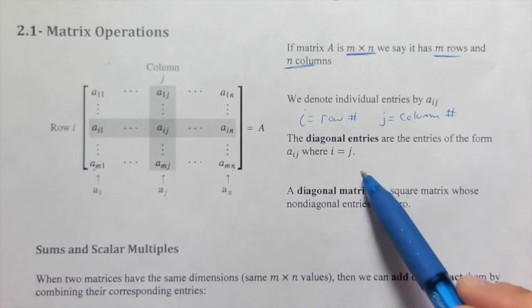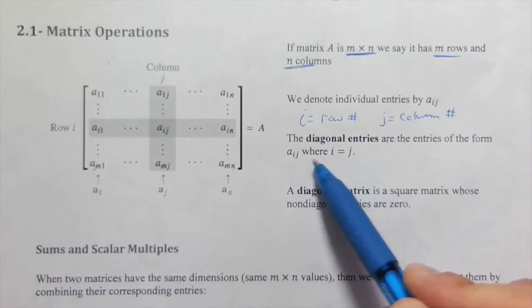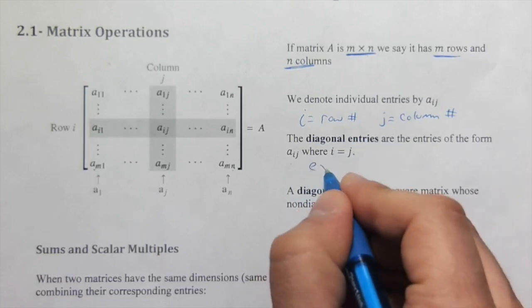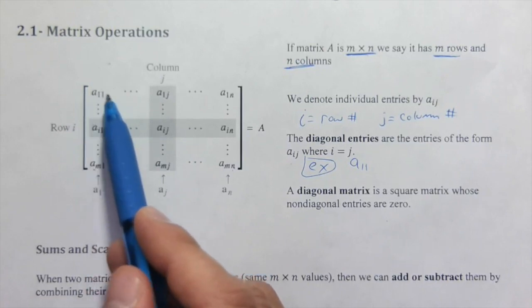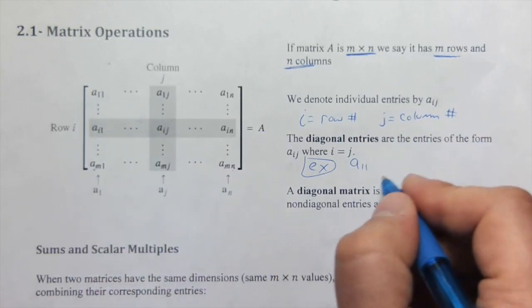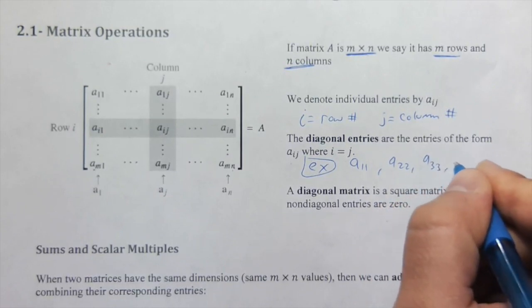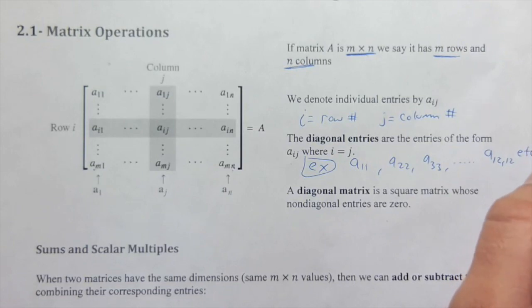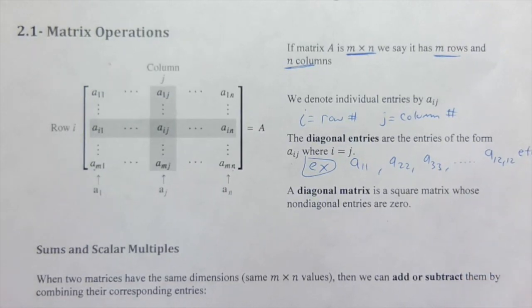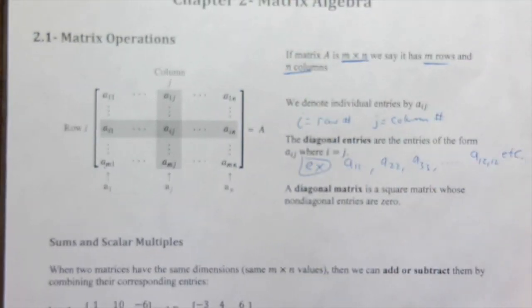For example, the diagonal elements are the ones where the i and the j are equal. So a11 is on the diagonal because it goes right down through the middle. a22 is on the diagonal, a33 is on the diagonal, etc. And so just visually speaking, I realize I'm zoomed in a little too much here. There we go.